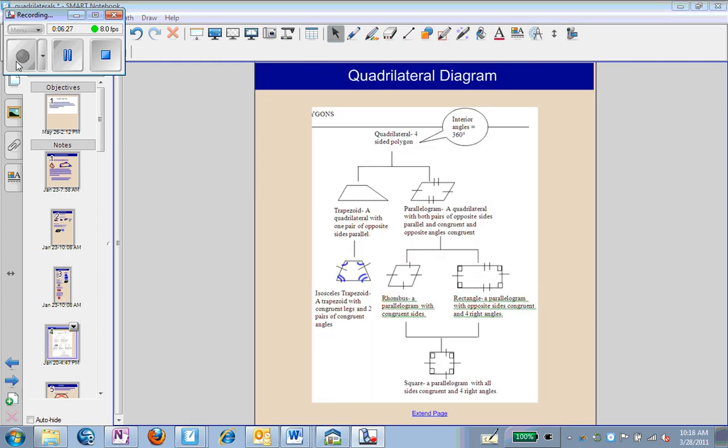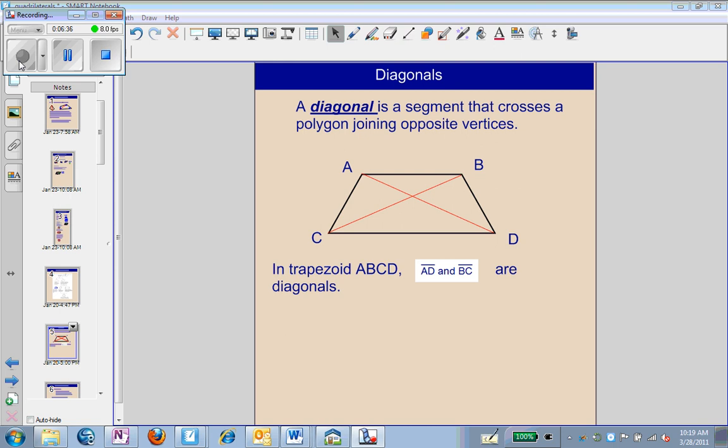So we know an isosceles trapezoid is a trapezoid with congruent legs and two pairs of congruent angles. A diagonal is a segment that crosses a polygon joining opposite vertices. You'll see a lot of word problems with the word diagonal in them, so you just need to know what they are. So for example here, line segment AD is a diagonal and line segment BC is a diagonal. You don't really know any properties about them right now. You will learn properties about diagonals later on. I just want you to know what they are for now.